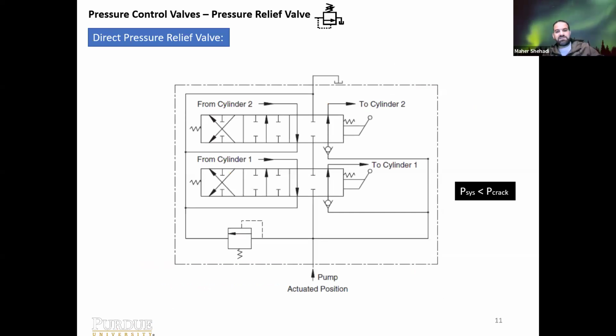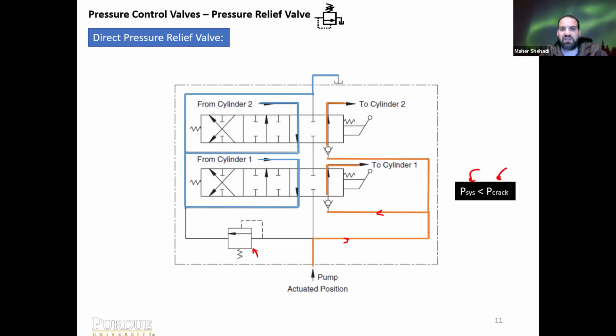And the last example, this is just a direct one. In normal operation of the pressure relief valve, we can see it. We're providing flow to these two DCVs, as long as P system is less than P crack of this pressure relief valve. So the flow would go to the right, as you can see in the orange lines, and then it goes back from each cylinder through the DCV into the tank.